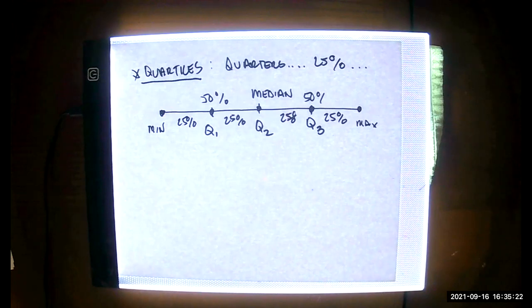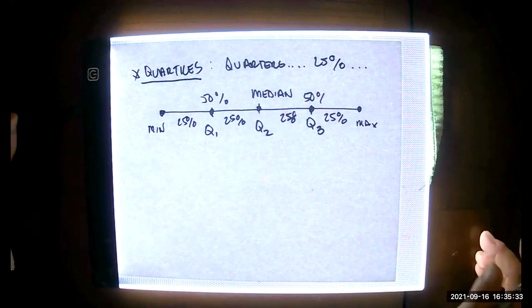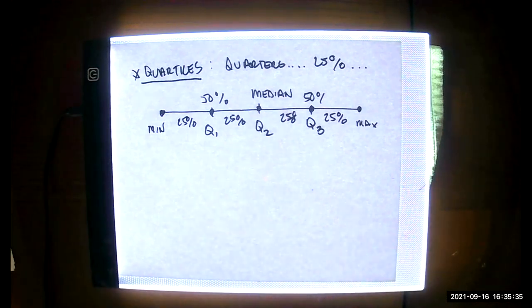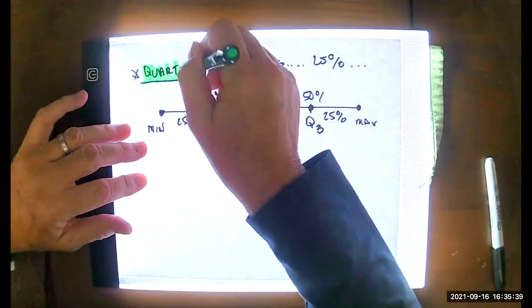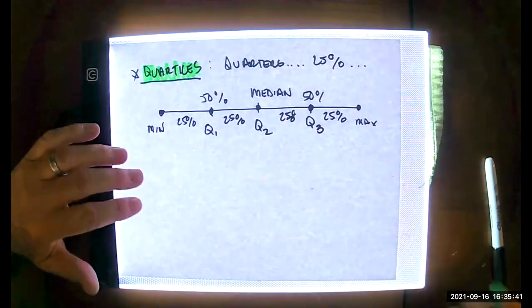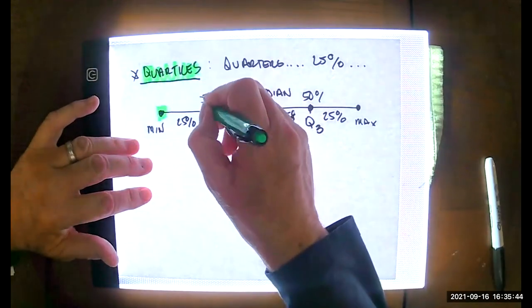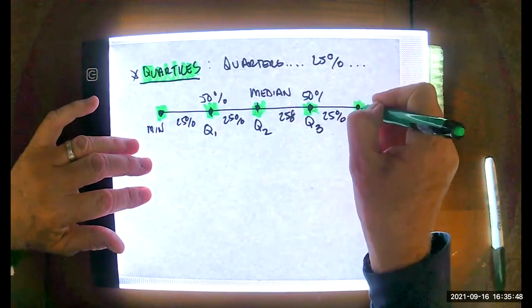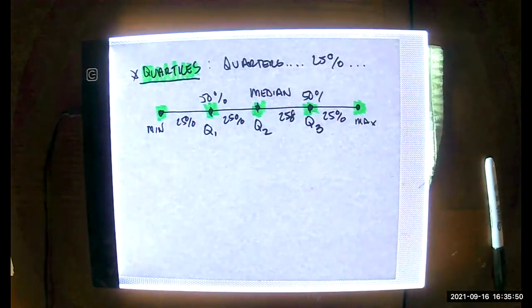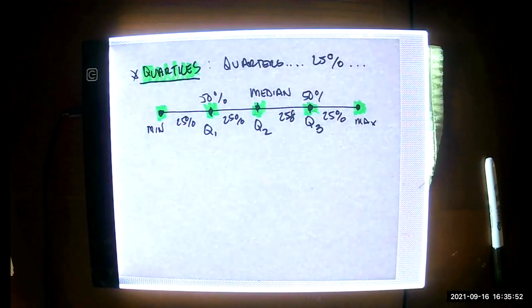I have some examples that I'm going to be sharing from real research journals that actually use the stuff we're starting to develop here. So let me be very clear here. For our quartiles, we have the minimum, Q1, Q2, Q3, and the maximum. Those are the 5 numbers that are important for the quartiles.